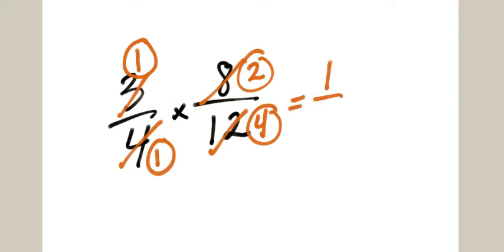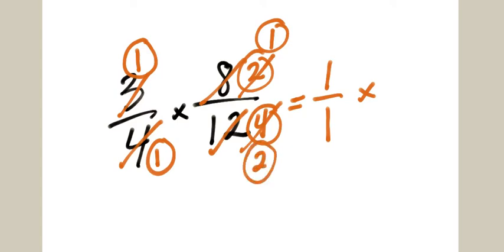I'm going to do 1/1 times, oh, I just caught something. I can simplify these 2 and this 4. I can divide both of these by 2. 2 divided by 2 is 1, and 4 divided by 2 is 2. So technically I'm doing 1/1 times 1/2, which gives me 1/2.